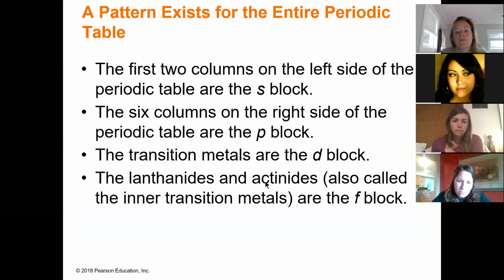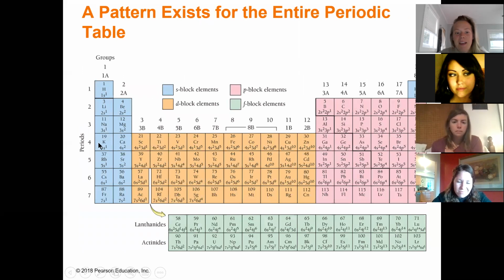So yeah, I don't know why the slides are now starting to talk about the S, P, and D block, because that was so much more useful earlier on. So they're talking about, hey, here's the S block, here's the P block, here's the D block. Hopefully we're all good with that. There's the F block.